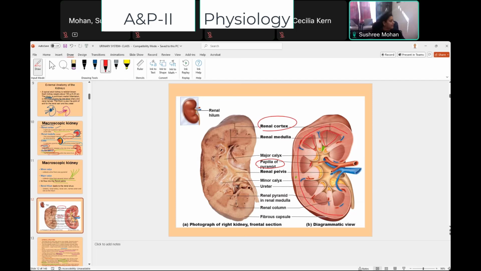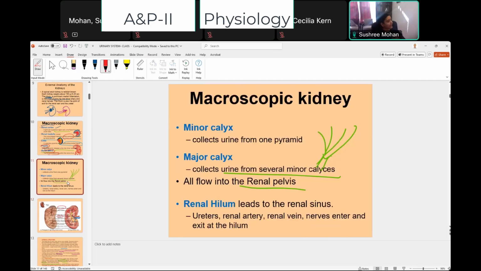Okay, then next slide. Minor calyx collects urine from each pyramid. So each pyramid is going to get connected to a minor calyx, and the major calyx collects urine from several minor calyces, and they all flow into the renal pelvis. So if you have so many pyramids over here, this is a minor calyx, minor calyx, minor calyx, 1, 2, 3 minor calyxes will all get into a major calyx. This is a major calyx, okay? And then they all flow into the renal pelvis.